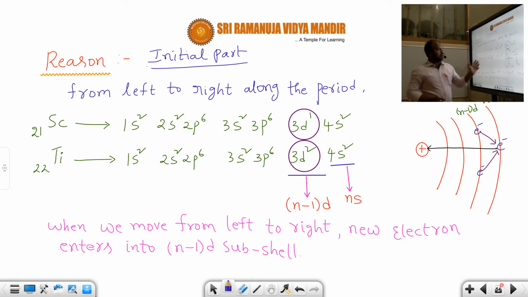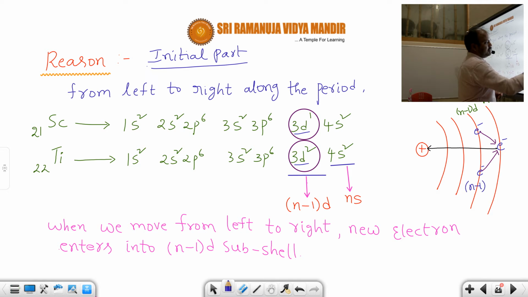So from left to right along the period, from scandium to zinc, what will happen? Scandium is a d block element, titanium is a d block element, up to zinc all these are d block elements. That means the last electron enters into which subshell? The 3D subshell, so 3D1, 3D2. That means the electron enters into the penultimate shell. Here the maximum value of n is 4. That is the valence shell, n equal to 4. Penultimate shell means n minus 1. So 4 minus 1 means how much? 3 is the penultimate shell.